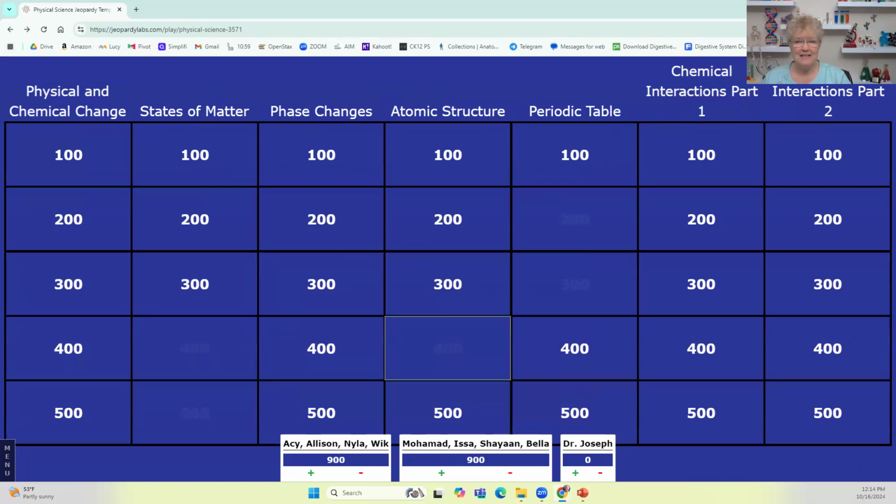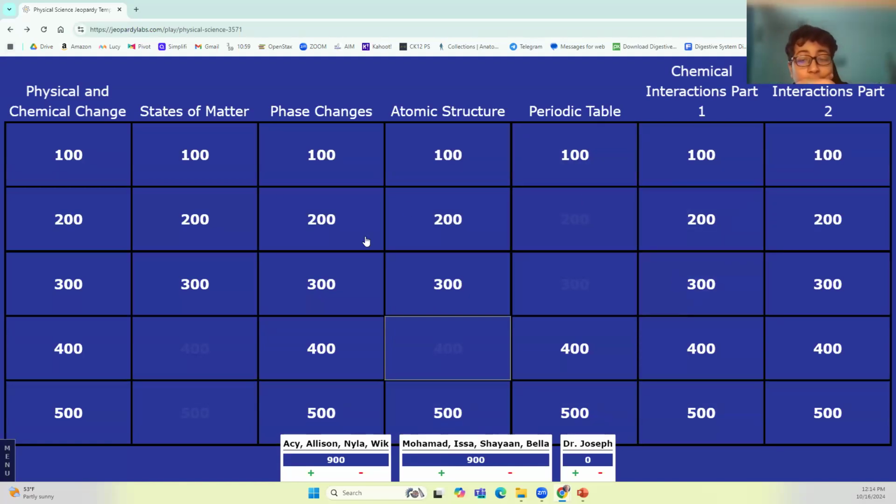All right, Bella, are you with us? Periodic table 500. All right, Bella, I'm going to give you a count to 5 to pick a category, and then I'm going to go on to somebody else. 5, 4, 3, 2, 1. All right, so we are going to go back to Mohammed. All right, Mohammed, pick a category and a point value.